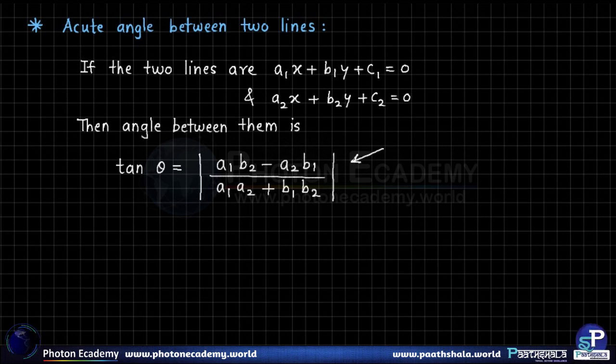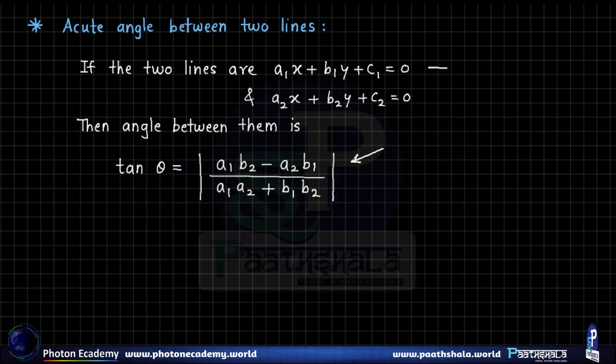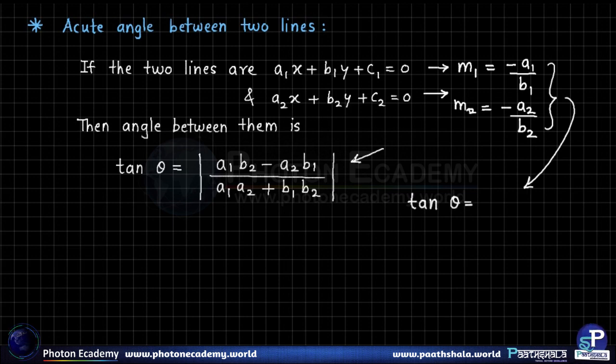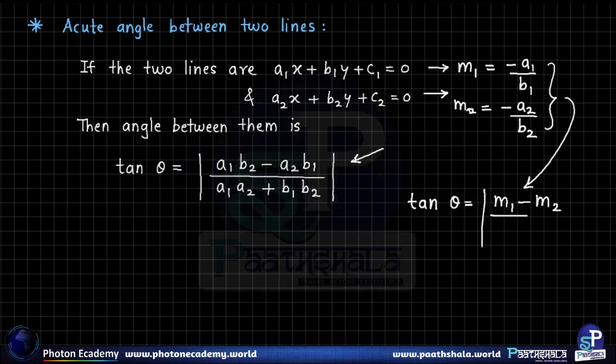Now we may wonder from where this comes. That simply comes from substituting the values for the two slopes. We have seen that from the general equation, the slope of the first line can be written as minus a1 upon b1 and the slope of the second line can be written as minus a2 upon b2, correct? So putting these two values in the formula that we have just derived, which is tan theta is equal to mod of m1 minus m2 upon 1 plus m1 m2.